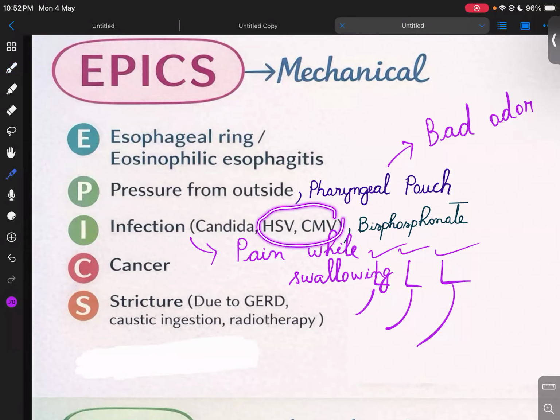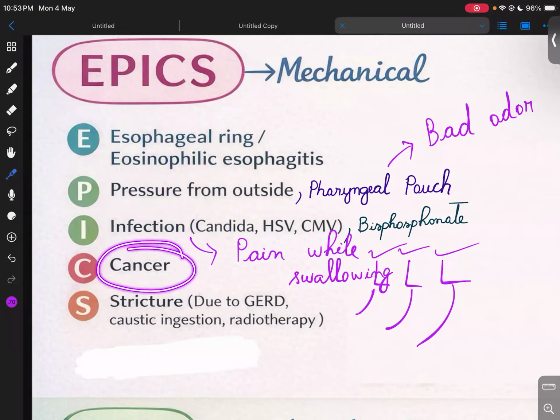Whether the patient has any casual sexual conduct, because herpes simplex virus and cytomegalovirus is most likely to have in case of HIV. Whether the patient is taking any steroid inhaler that can result in candida esophagitis. Look at the drug history, whether the patient is taking any bisphosphonate that can cause painful esophagitis, that is odynophagia. So that's all for infection or esophagitis.